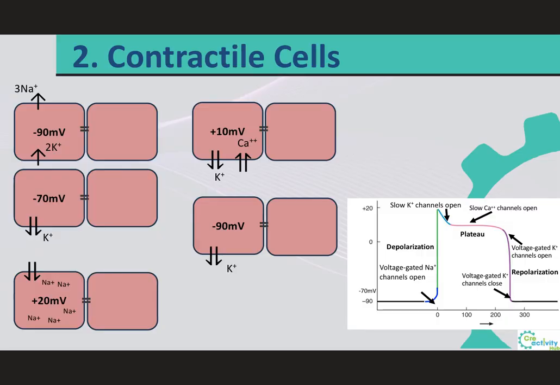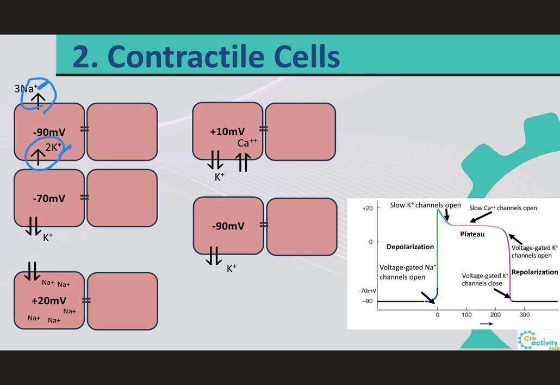When we were talking about the nodal cells, we did see that the cell membrane had these sodium-potassium ATPase pumps, which are also present in these contractile cells. So we can see right over here that the sodium ATPase pump will be pumping 3 sodium ions outside of the cell and 2 potassium ions inside of the cell.